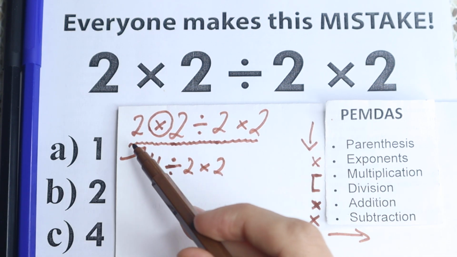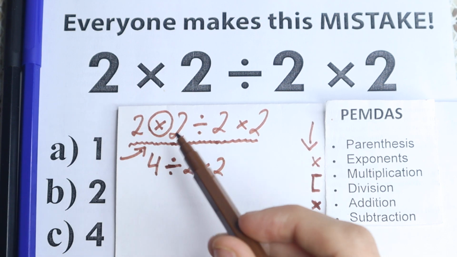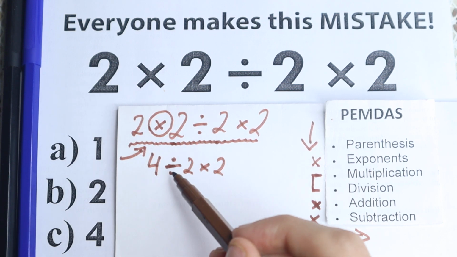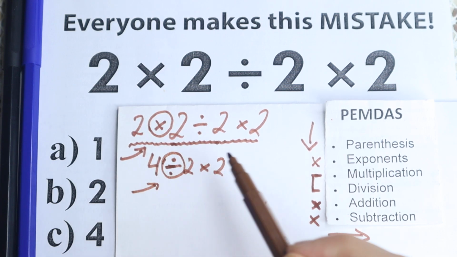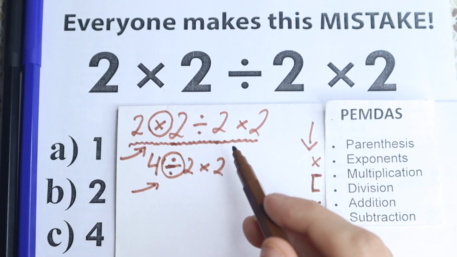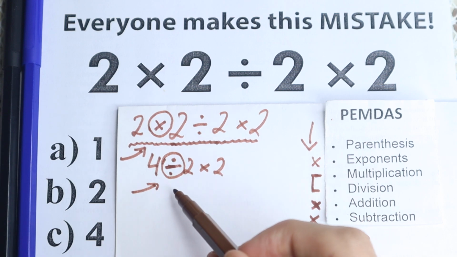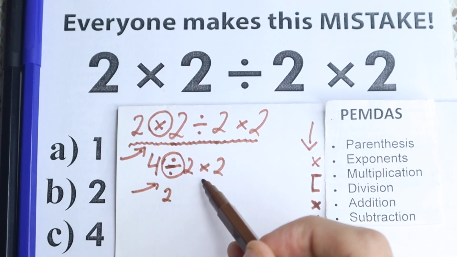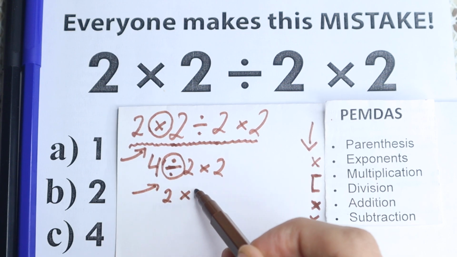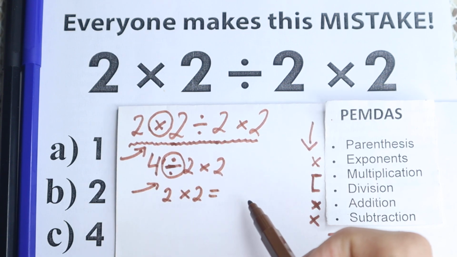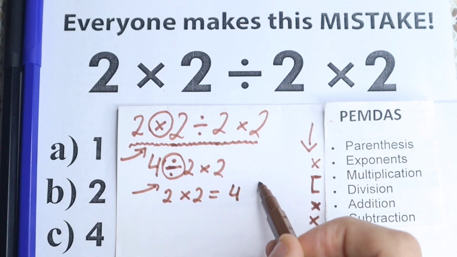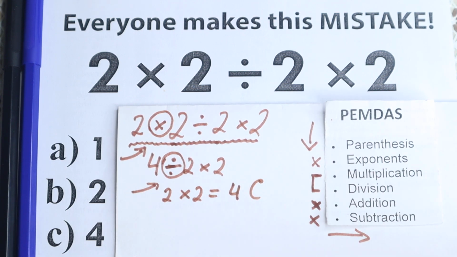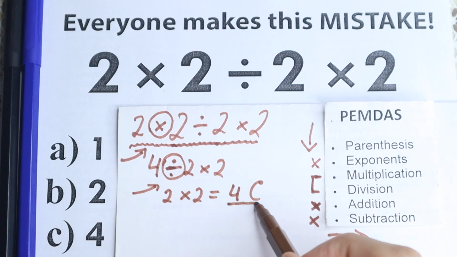And now we need to look at the example as I told before. We need to look at the first sign from left to right, and if this is division, we need to divide first. 4 divided by 2 equal to 2, and we have this multiplication. 2 times 2, everyone knows this from school, from the 3rd grade. 2 times 2 equal to 4, and our answer is option C. So this is my answer to this problem according to PEMDAS.